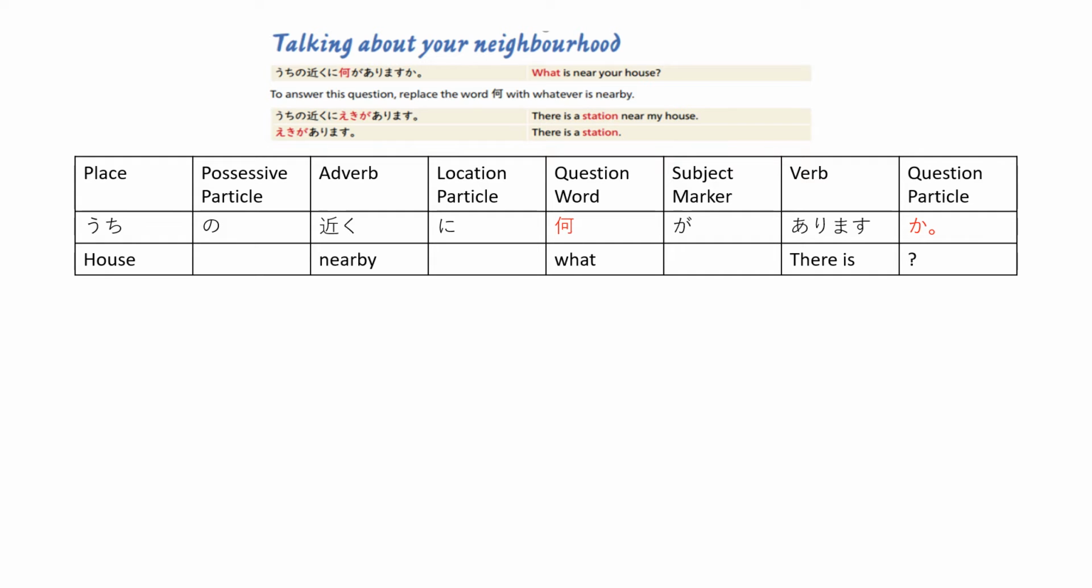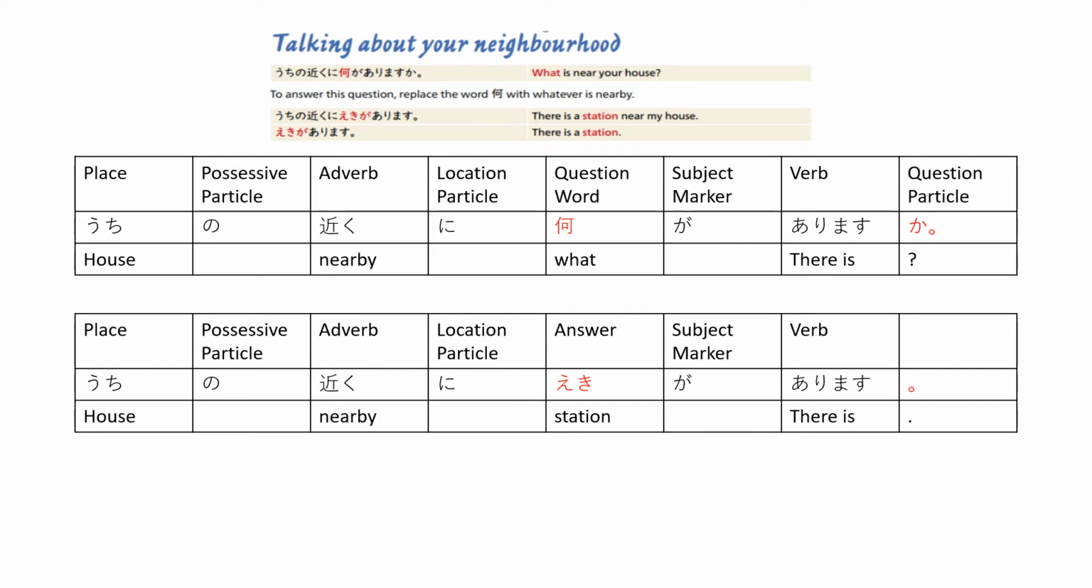Next to that, you've got the location particle, which is ni. Then you've got the question word, which is nani, followed by the subject marker, which is ga. And the verb arimasu in this particular instance. And then ka at the end, which is like a question mark. So to answer this question, you're simply replacing the question word with the answer, which you can see in red in these two sentences. Everything else is the same, except you take off the question mark at the end and change it to a full stop. So the answer would be uchi no chikaku ni eki ga arimasu.